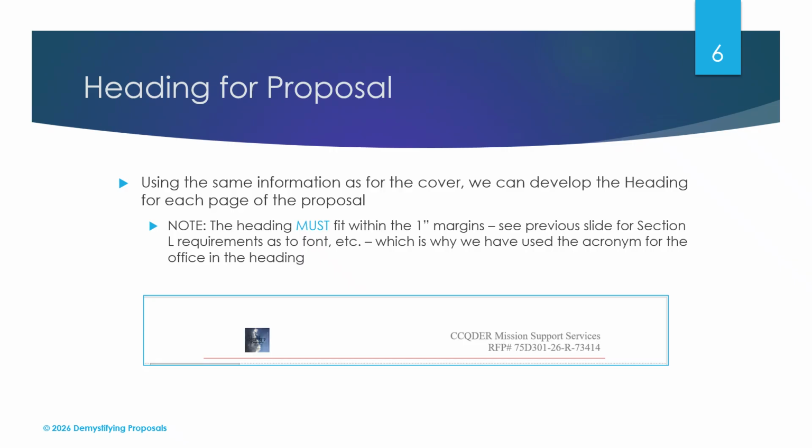Usually the company logo goes on the left side of the heading. Here we're using the Demystifying Proposals logo, and then you put the name of the procurement on the right side as well as the RFP number. Note that the heading, as I said, must fit within the 1-inch margin, and we have to use 12 point Times New Roman. So there's not a lot of room here to put anything else.